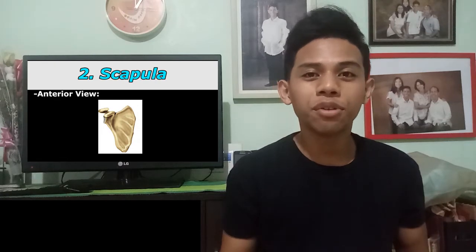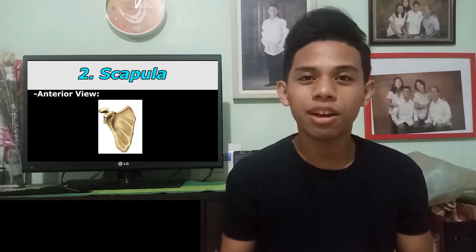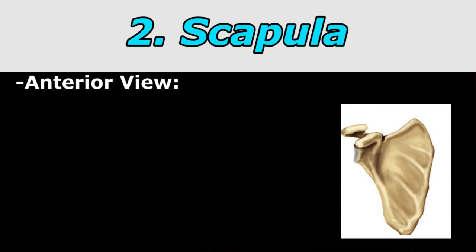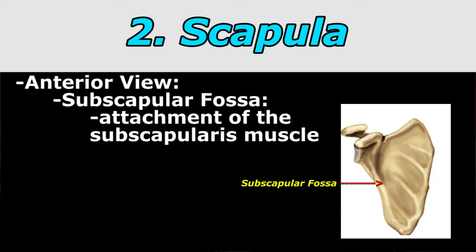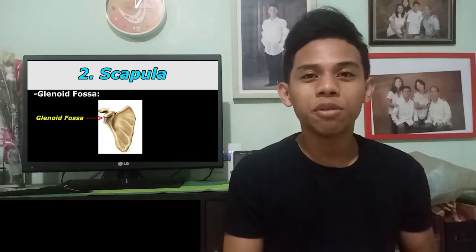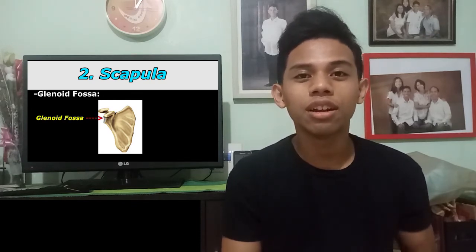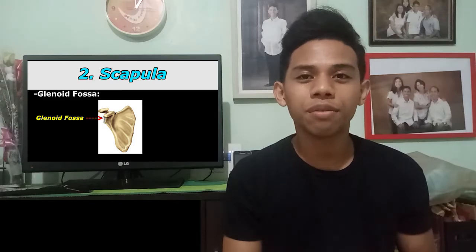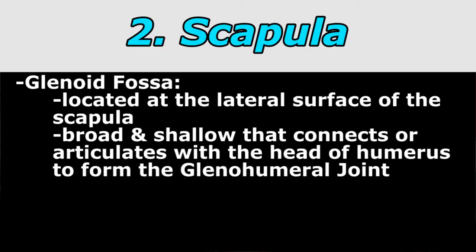Looking at the anterior view or the anterior surface of the scapula, the whole anterior surface area is what we call the subscapular fossa. On the lateral surface of the scapula, we can find a structure called the glenoid fossa or glenoid cavity. The glenoid fossa is a broad and shallow cavity that articulates with the humeral head to form the shoulder joint, or what we call the glenohumeral joint, which I will be discussing in a moment.